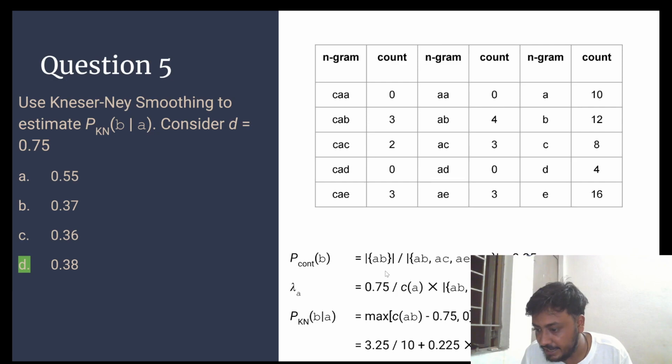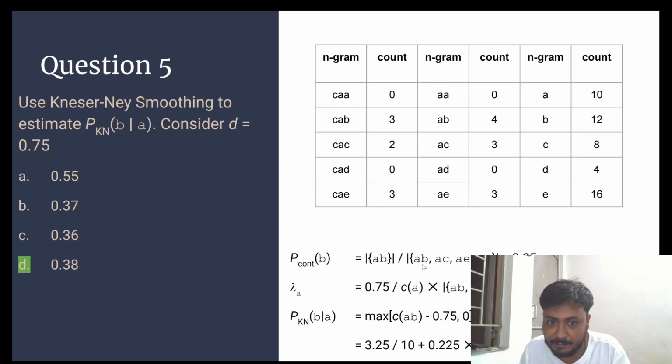P cont AA. Somebody asked in the chat, what about P cont AA? When you are talking about P cont AA, you cannot think in terms of bigrams anymore. You have to think in terms of trigrams. So the number of trigrams that end with AA is 0, divided by the total number of unique trigrams. Unique trigrams is 3. So that one actually comes out to 0.